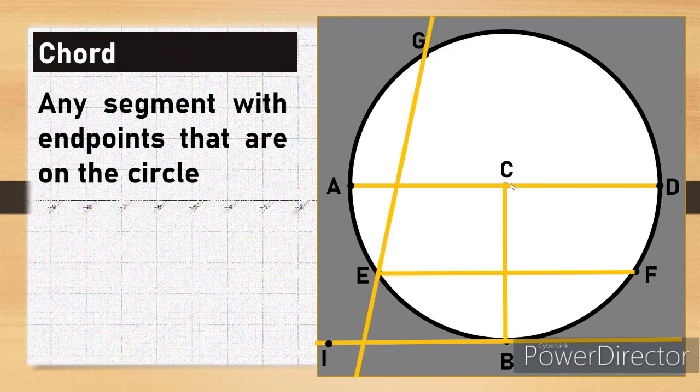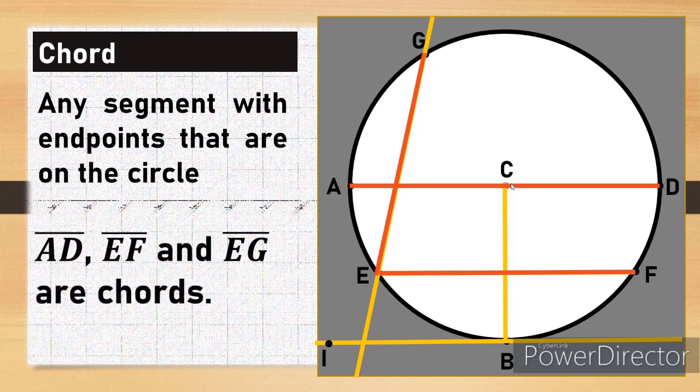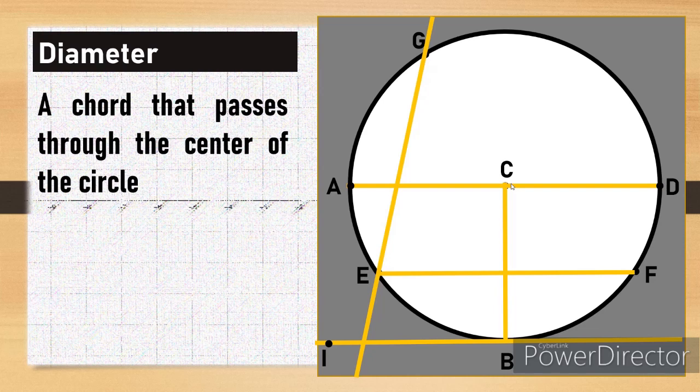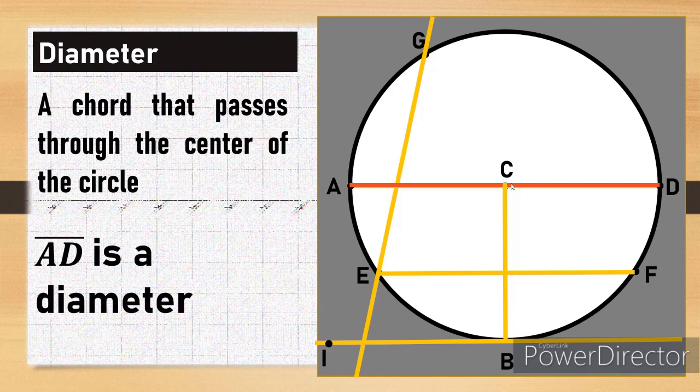First, we have chord. Any segment with endpoints that are on the circle. So, if the endpoints are on the circle, ibig sabihin, chord yun. So, we have here line segment AD, line segment EF, and line segment EG. They are chords. Next, we have diameter, a chord that passes through the center of the circle. So, in this example or illustration, we have segment AD as the diameter.